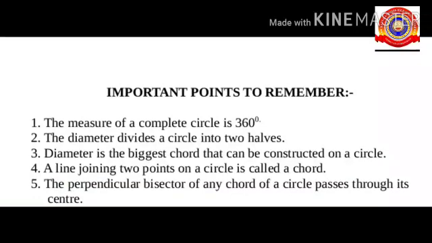First, as we know, the measure of a complete circle is 360 degrees. Second, a diameter divides a circle into two halves. And the diameter is the biggest chord that can be constructed on a circle. A line joining two points on a circle is called a chord. The perpendicular bisector of the line joining any two points on a circle passes through the center of the circle. Then, the perpendicular bisector of any chord of a circle passes through its center.